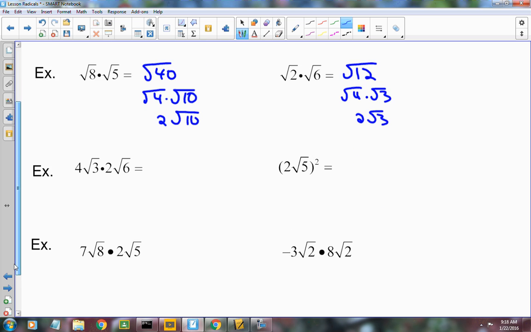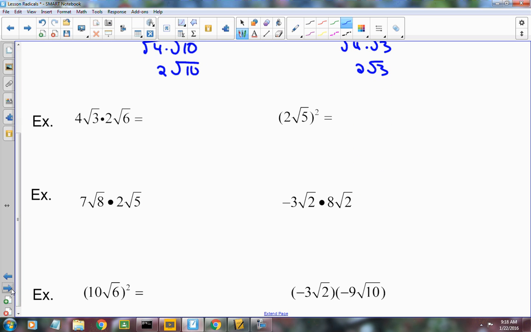Here's another one. Now, on this one, these have coefficients in front of the radical. When you have coefficients in front of the radical, you multiply what's outside of the radical together, and it stays on the outside. You multiply what's inside the radical together, and it stays on the inside. So I would take 4 times 2, which is 8, and radical 3 times radical 6, which is radical 18. Then I look to see if that can be simplified. Can we break 18 down?